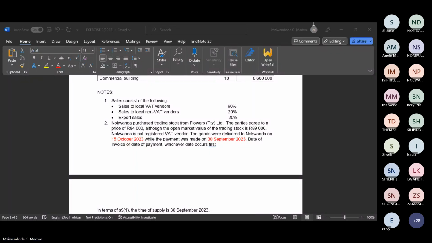Section 9, subsection 2 deals specifically with connected persons. So all the time if you are dealing with a connected person, it is going to be section 9, subsection 2. It is going to indicate what the time of supply is.